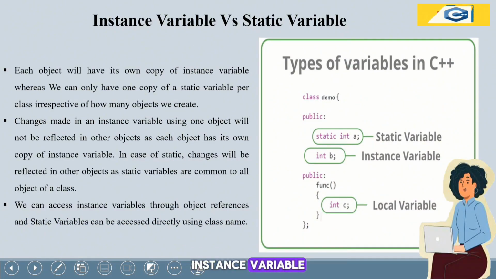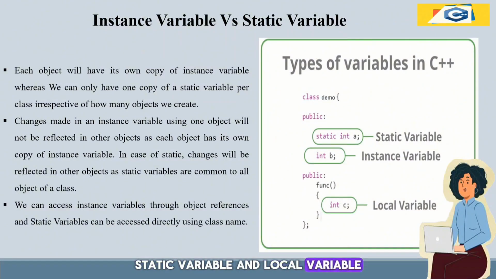Instance variable, static variable, and local variable. We have these three main types of variable, right? In this image we have all these three types of variables. Now, each object will have its own copy of the instance variable, whereas for the static variable we have only one copy, as we discussed earlier, right?